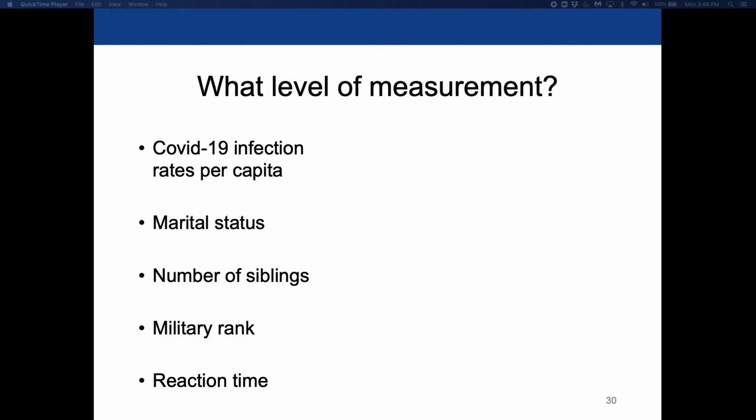All right, so now let's think about it. What is the type or the level of measurement for these different variables here? We've got COVID-19 infection rates per capita. We could say per capita country or per capita something else, but let's call it country. So let's think about it. How would we measure that? We could say we have 1% COVID infection, 2% COVID infection, 3% COVID infection. So, okay, we know there's numbers involved and they're equally spaced. So that takes out ordinal and that takes out nominal.